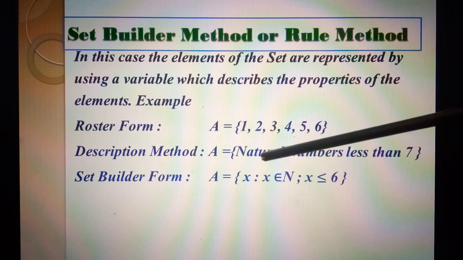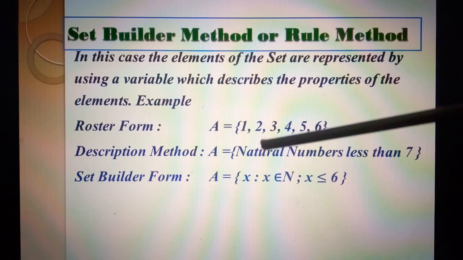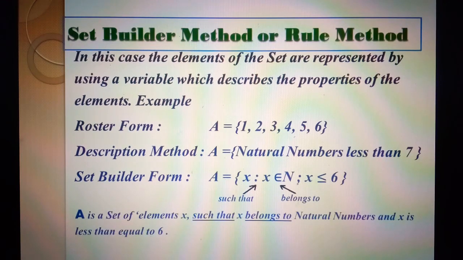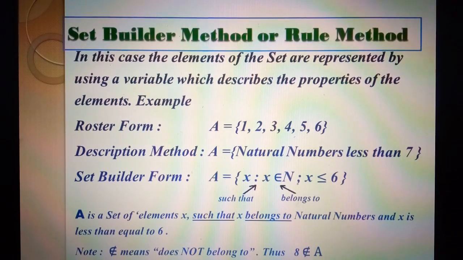So we need to learn to write and read when the set is represented in this form. Here this represents such that, this is the symbol for belongs to, this is a separator, and this is less than or equal to. So it would be read like A is a set of elements x such that x belongs to natural numbers, this is the symbol for natural numbers, and x is less than or equal to 6. Here we have to note that this is the symbol for belongs to and this is the symbol for does not belong to. Thus 8 does not belong to this set A.